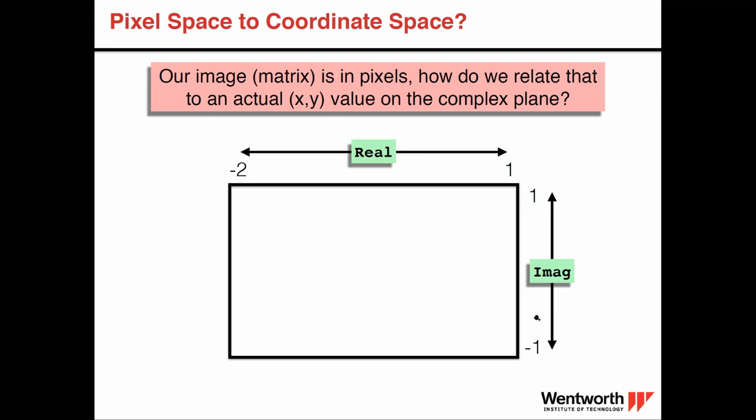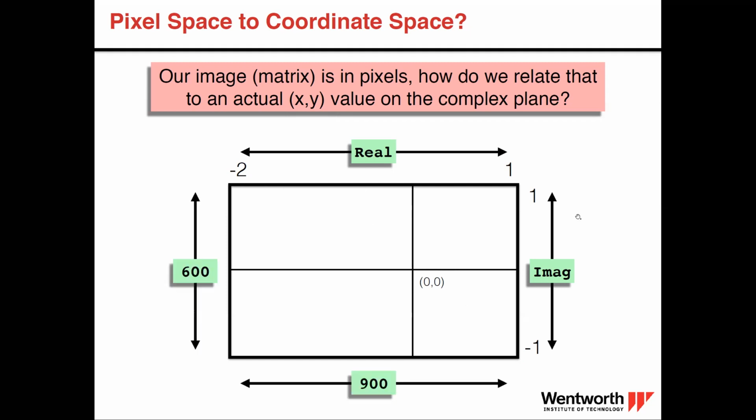So yes, we got our -2 to 1, -1 to 1 for our real and our imaginary. And then that means 0, 0 is right here. Right? The 0, 0 in the complex plane is right here. But our pixel 0, 0 might be up here in the corner, for instance. Now, to start with a low resolution image, let's say we had 900 by 600. So 900 on the horizontal axis for pixels and 600 on the vertical axis for pixels. So let's say that's our pixel numbers, and this is our real and imaginary numbers.